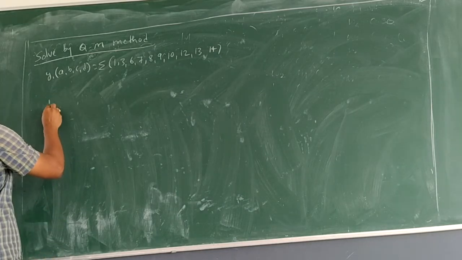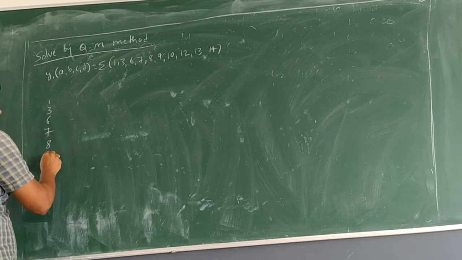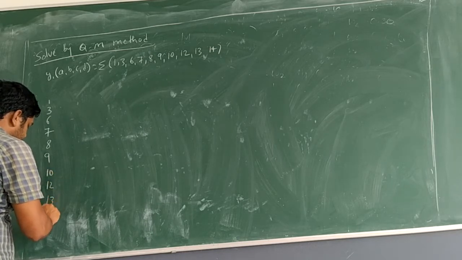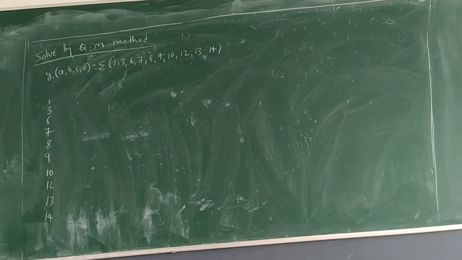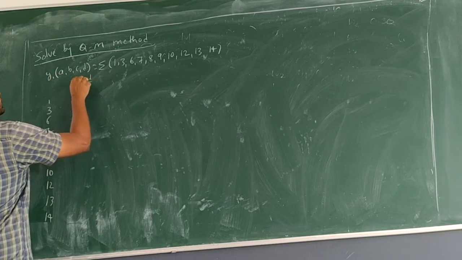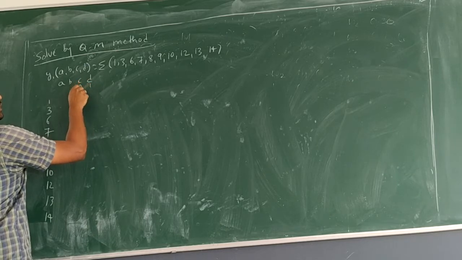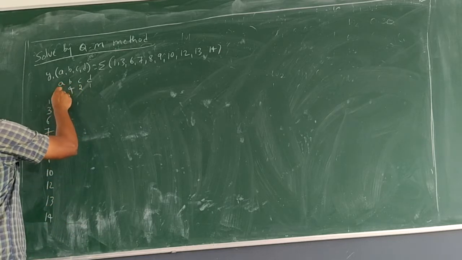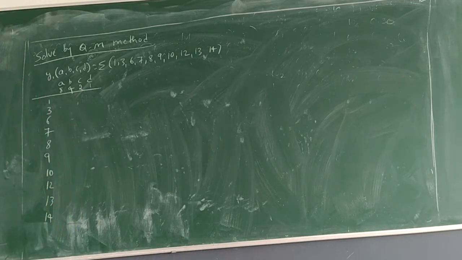So the first number is 1, 3, 6, 7, 8, 9, 10, 12, 13 and 14. So the same numbers I have written in increasing order. Now write the variables d, c, b and a. 2 raised to 0 is 1, 2 raised to 1 is 2, 2 raised to 2 is 4, 2 raised to 3 is 8. So what I am writing is step number 1.